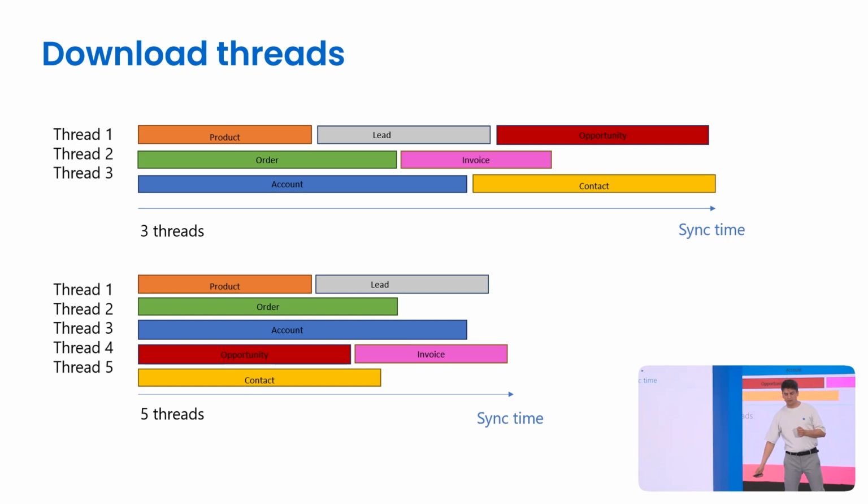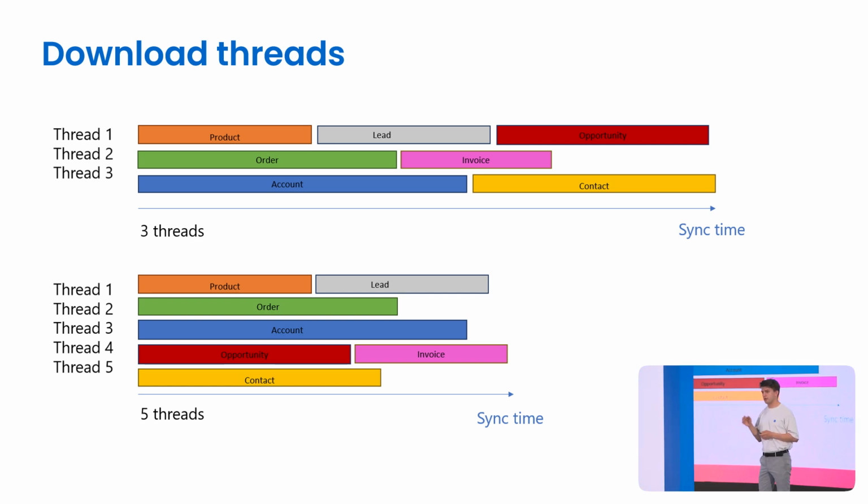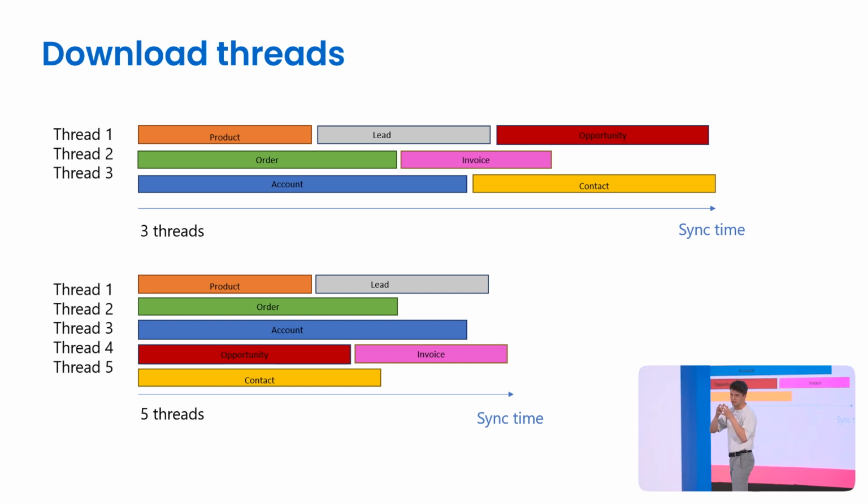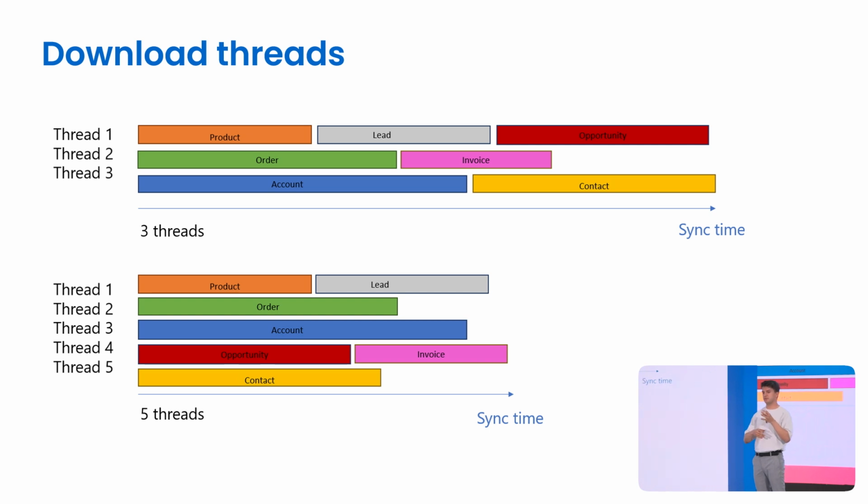Next tip is on the download threads. So Resco download works simultaneously in several threads. It can be 1 or 5. By default, it's 3.